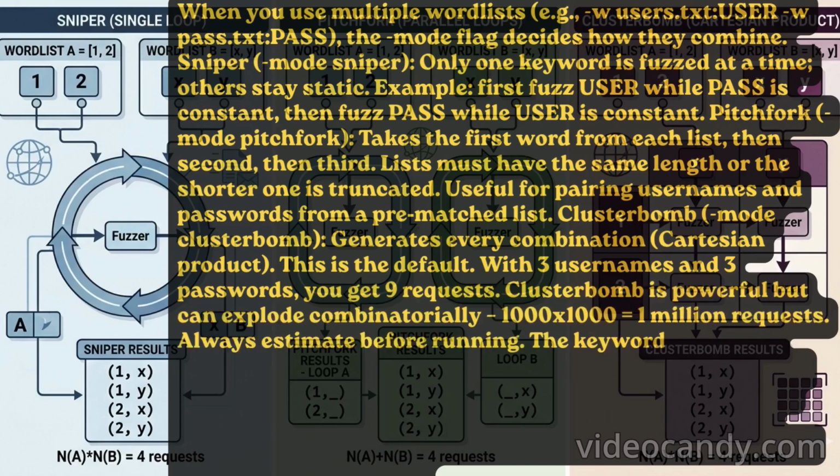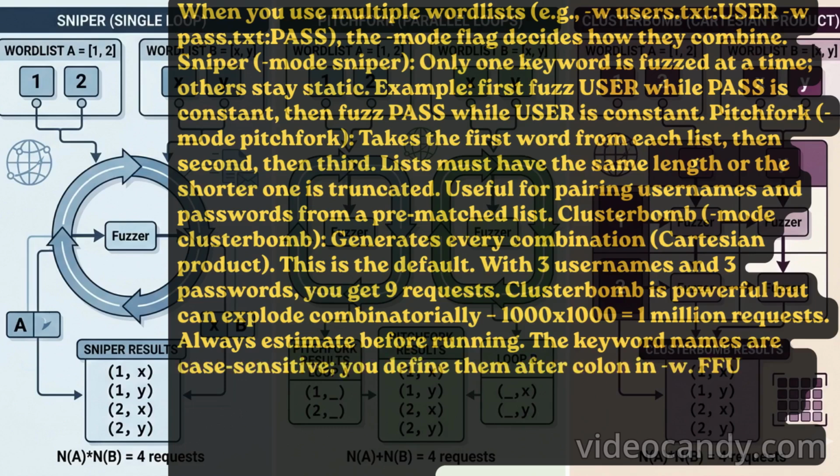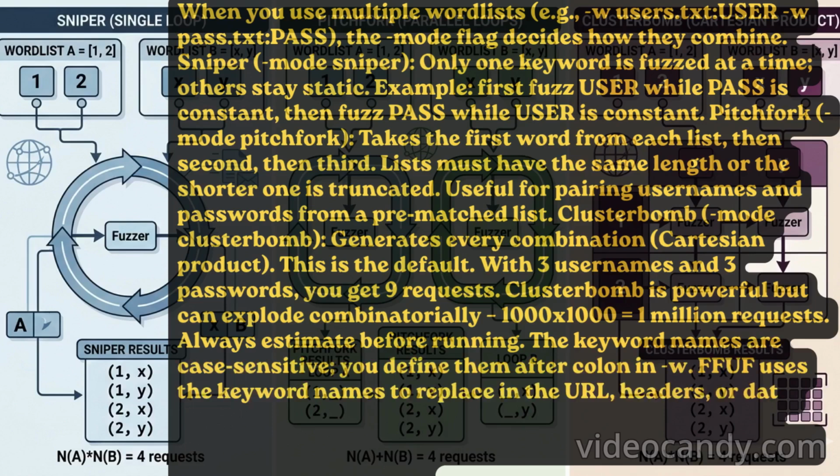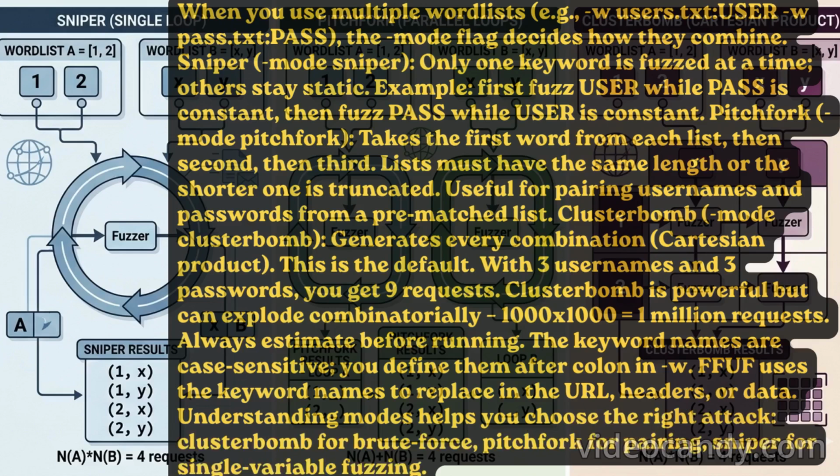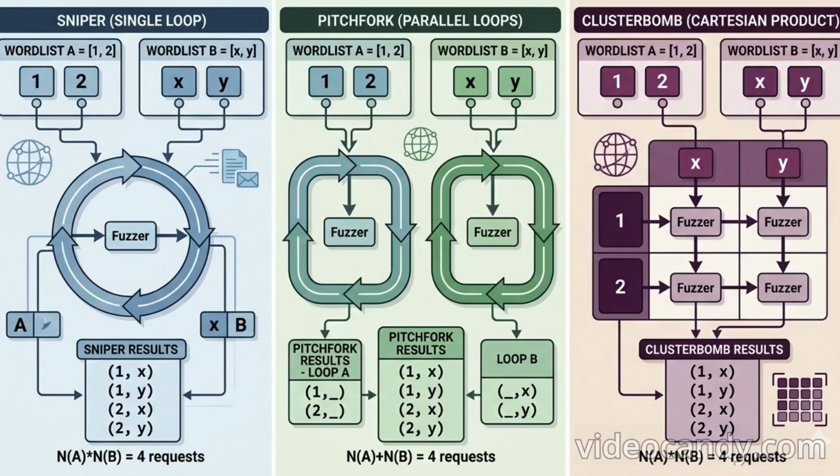Clusterbomb is powerful but can explode combinatorially. 1000 x 1000 equals 1 million requests. Always estimate before running. The keyword names are case sensitive. You define them after the colon in -w, and FFUF uses the keyword names to replace in the URL, headers or data. Understanding modes helps you choose the right attack.